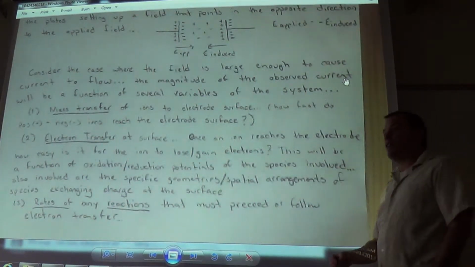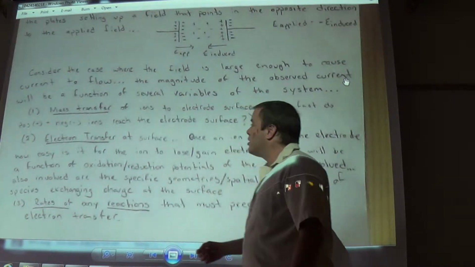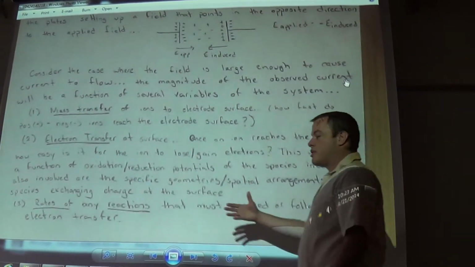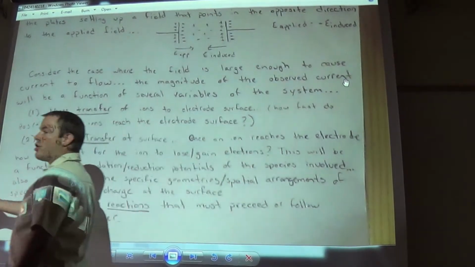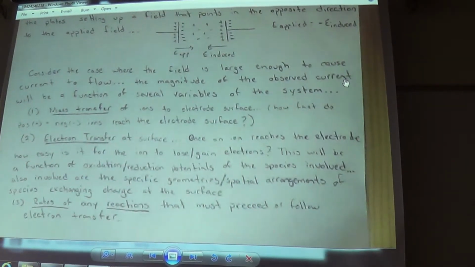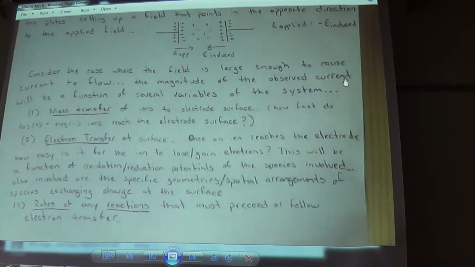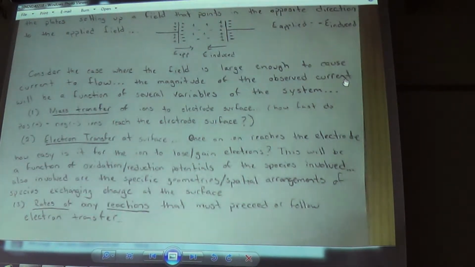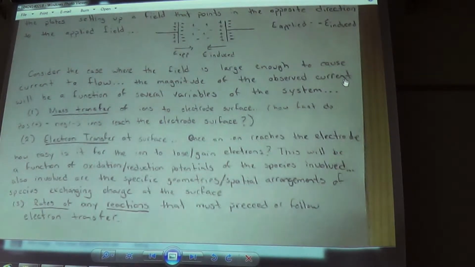In the event that you do have a current that's flowing, the size of the current is just going to be how much charge is passed per unit time. The size of the current is going to be a function of several variables. Variable number one, and this is the one we're going to consider in more depth, is mass transfer.